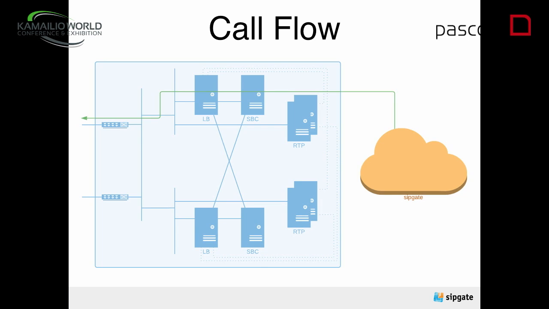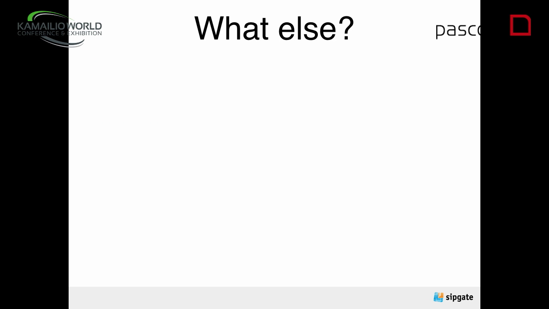And the outbound call comes from Sipgate directly to the SBC, and then the SBC sends it on to the load balancer, and the load balancer again uses the dispatcher module to select the SBC on the Telecom side where it wants to send the call to. That's basically it for the setup, but I wouldn't be here if it was that easy.